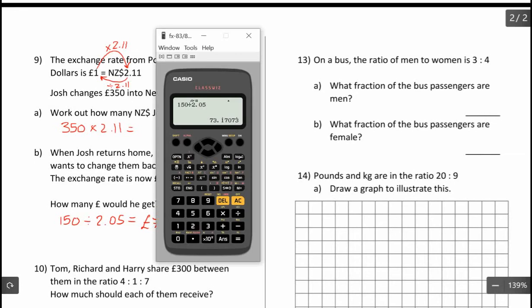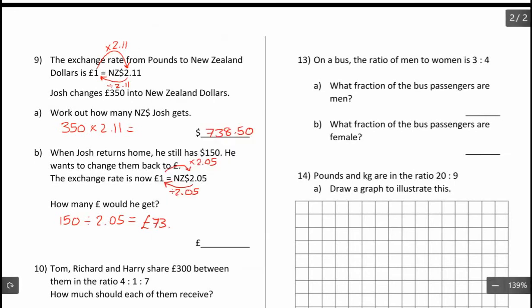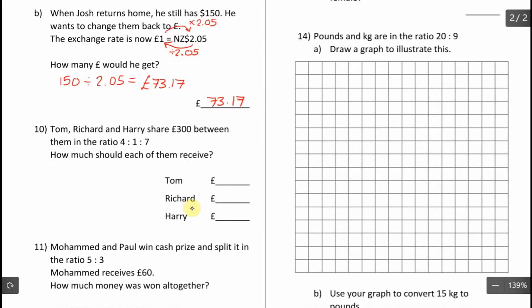So here we need to round. Doesn't always give you an exact amount, these style of questions, so we just had to round to 2 decimal places there. Okay, number 10.